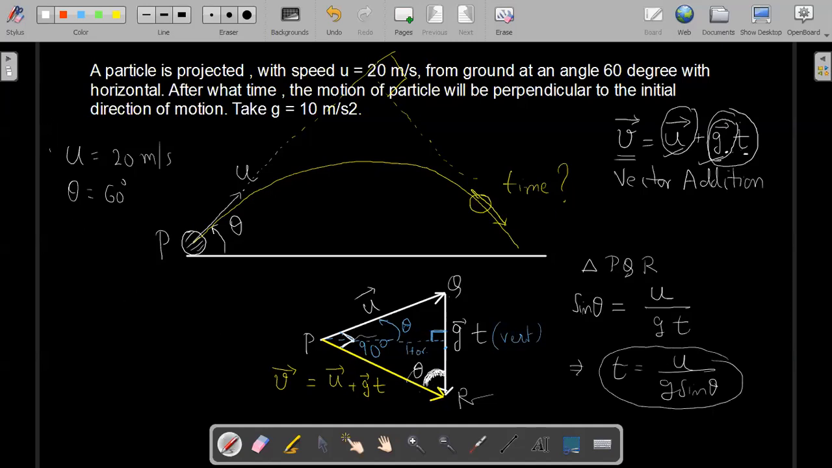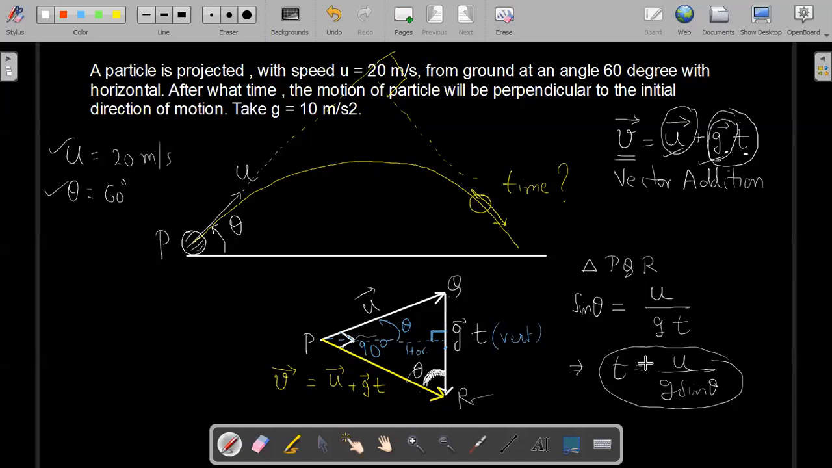Now you will substitute the value of u and the value of theta to get a numeric answer. You just put u equals 20 meters per second, theta equals 60 degrees, and g equals 10 meters per second squared, and you will get a numeric answer for this question. So basically the concept is the law of vector addition, especially the triangle law. In it, the first vector is the initial velocity vector, and the second vector is obtained by multiplying gravity with time. So g into t is my second vector, u is the first vector. If you add u and gt, you get the final velocity vector, which has to be perpendicular to the initial velocity as per the statement given in this question.